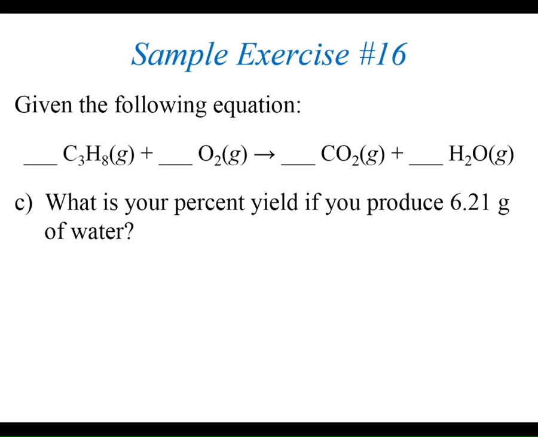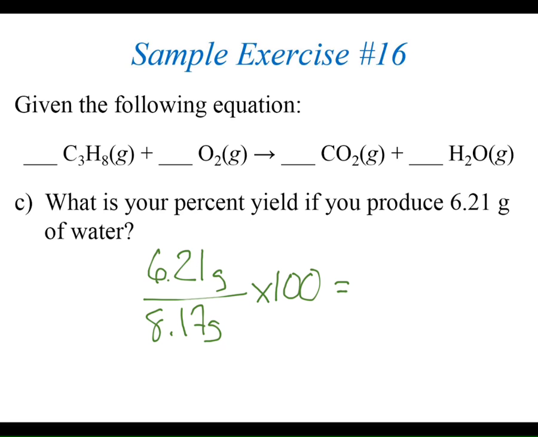So what is the percent yield? Well, take the actual 6.21 grams over the theoretical, the amount you just calculated you should have made, 8.17, and multiply that by 100. And what is that? 76.0. 76.0%. Sounds good. 3 sig figs. Yeah, good.